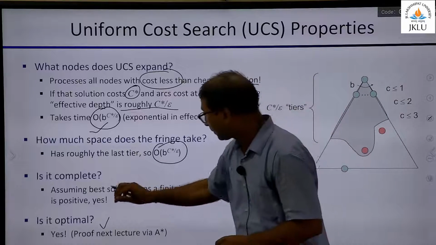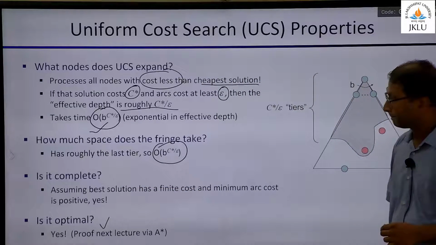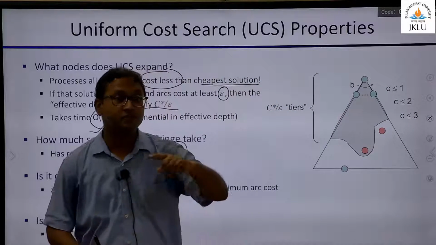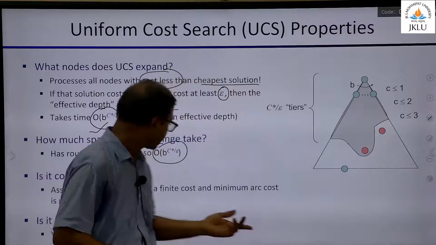What is this part now? What happens in case of minimum arc? So what happens in case of negative arcs?